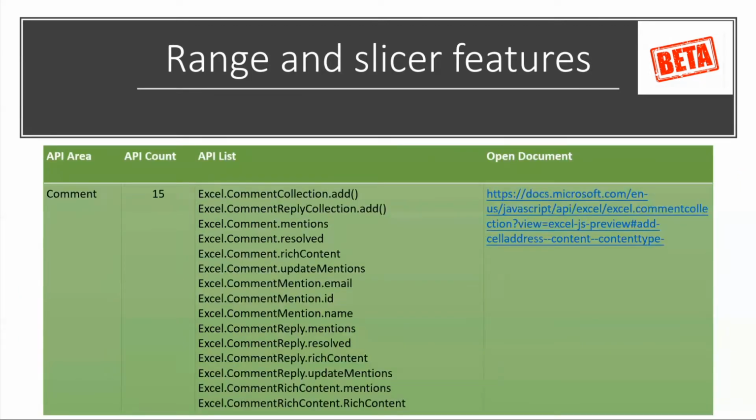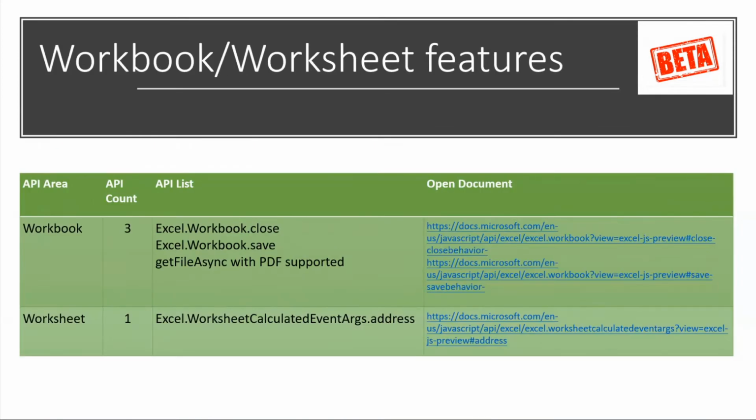Okay, and we have released 15 more comments APIs. Previously, in 1.10, we released about 30 APIs for comments, and now we have 15 more. These give you the possibility to access the comment replies, comments and mentions, all this kind of information, which is very useful. And for workbook level and worksheet level, we add a few more capabilities.